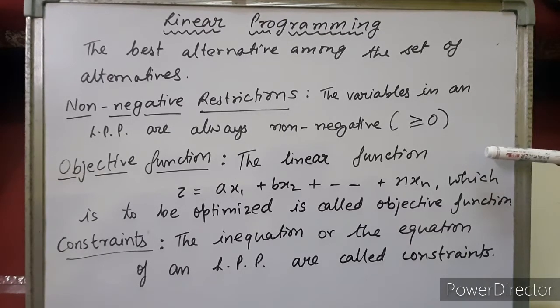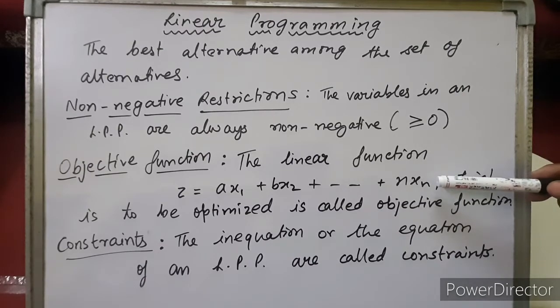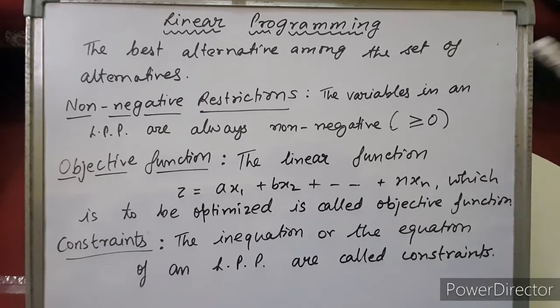What is an objective function? It's a linear function. Suppose it is given as a x1 plus b x2 plus c x3 and so on, which equals z, and which is to be optimized. Optimized means finding the maximum or minimum value of z, and that is called the objective function. We can calculate the maximum or minimum value of z by this objective function by finding different values of x and y. That is what we are going to find in linear programming.